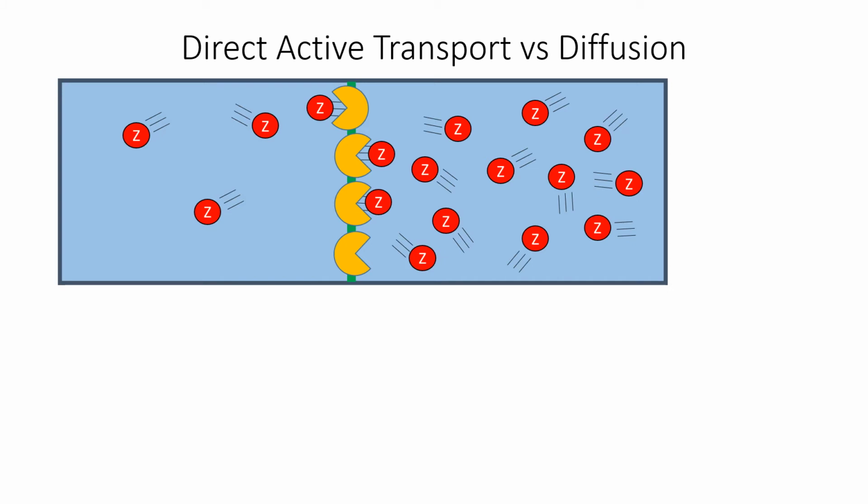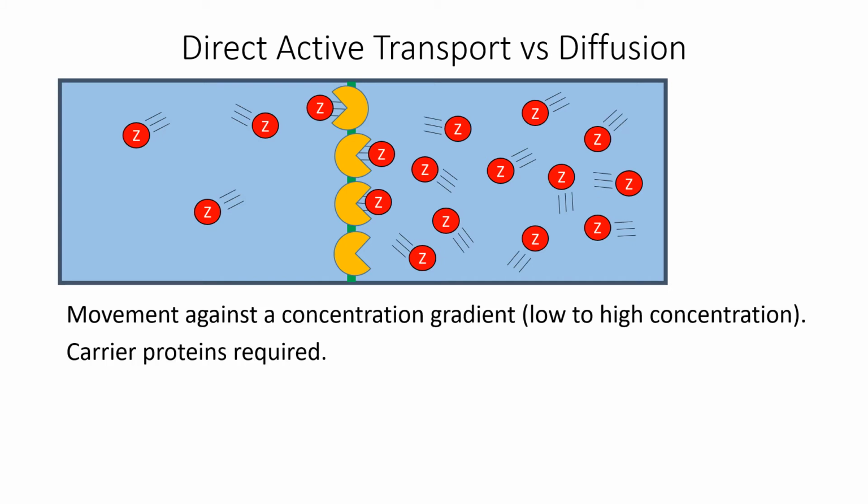Comparing diffusion and active transport, they're essentially opposites. One involves a net movement from a high to low concentration, whereas the other is a net movement from low to high. In active transport, we have carrier proteins required and the necessity for ATP, whereas in diffusion, no proteins are required and there's no need for ATP.